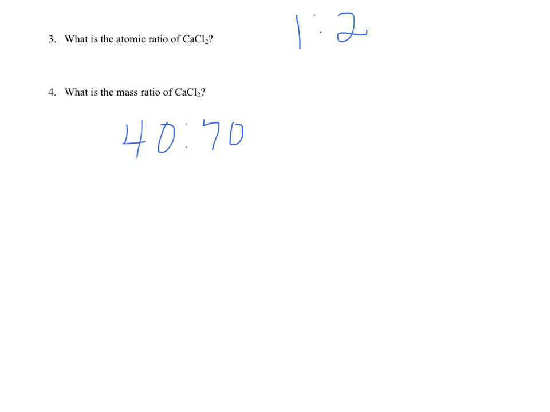So to get the mass ratio, we have to divide both sides by the smaller of the 2 numbers, which will always give you a 1 on one side or the other. And we have a 1 to 1.75 mass ratio.